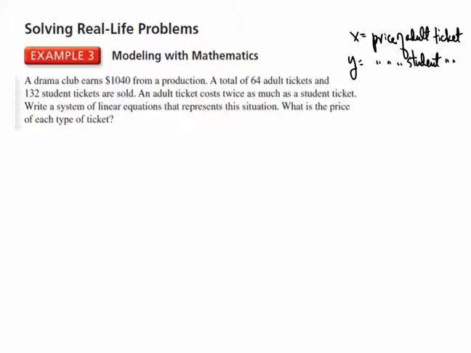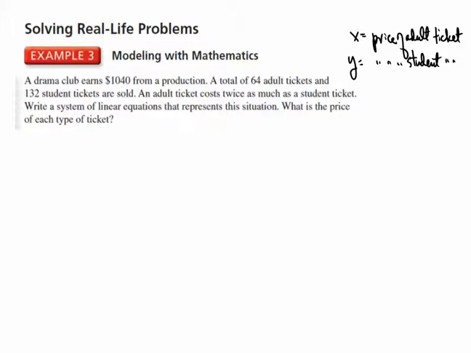So how are we going to find out what the two different tickets sold for? Well, we have some information. Remember, with systems of equations, we have two equations. And so we should be able to construct two equations from the information that is given us here.